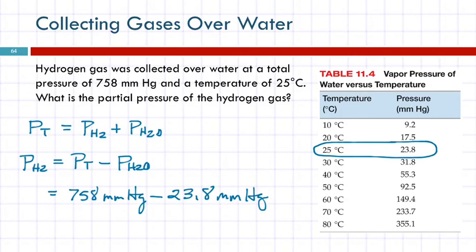So we got 758. Turn the calculator on. 758 minus 23.8. The partial pressure of the hydrogen is 734.2. And then we need to look at sig figs. Subtracting, we're looking at where the last sig fig is. So here it's in the ones place, and here it's in the tenths. So we'll round this to the ones place and call it 734.